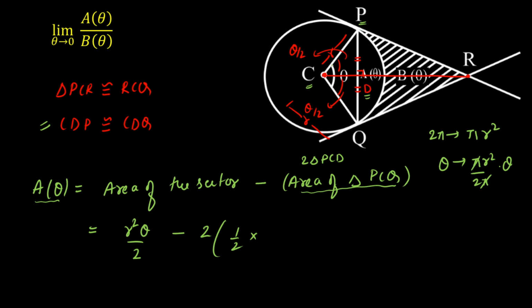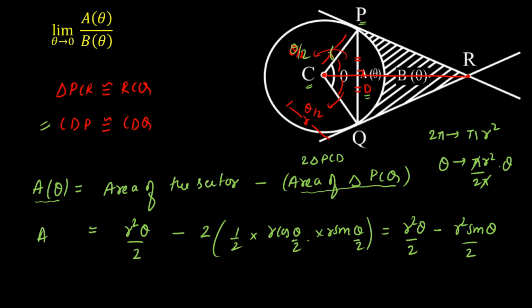Now CD will be equal to, if this is R, the radius, and the angle is theta by 2, as you can see here, then the horizontal projection is R cos theta by 2. That is our base, and the height will be the vertical projection, that is R sin theta by 2. Now if we evaluate this, we'll get R square theta divided by 2 minus, I can write 2 sin theta cos theta as sin theta. So we'll be writing this as R square sin theta divided by 2. So this is our area function, that is A of theta.